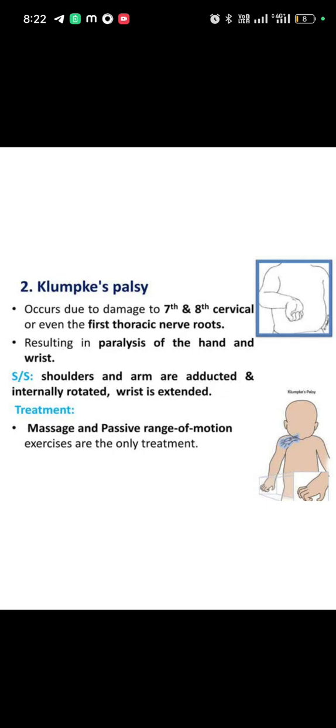Here the signs and symptoms: shoulders and arms are adducted and internally rotated. Wrist is extended. In Erb's the wrist is flexed, here the wrist is extended. Treatment is the same as Erb's palsy.